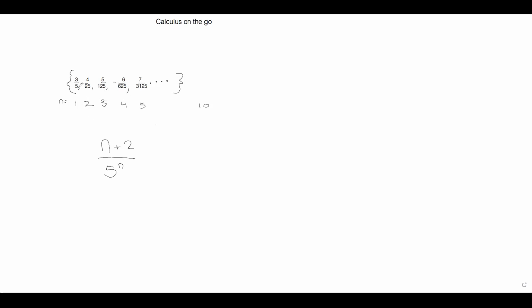So 5 to the first power is 5. 5 to the second power is 25. 5 to the third power is 125. So this works perfectly. We're just about finished. There's just one more thing we have to make sure we include in this. We have to include the fact that it oscillates back and forth between positives and negatives.